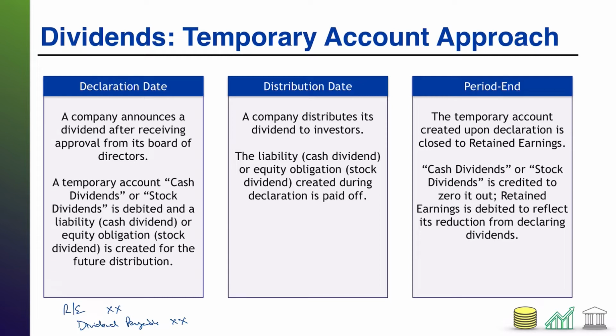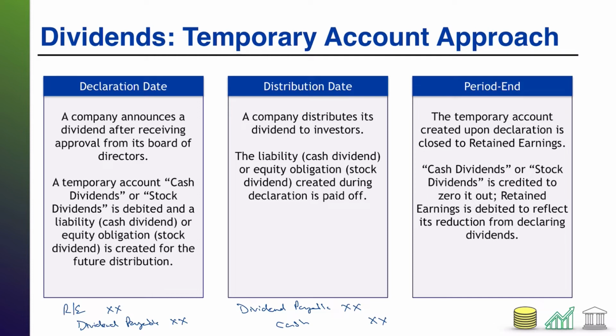And then on the distribution date, you would simply pay off the liability, so dividend payable, and then in the example I'm giving, cash. And that would be the end of it. However, what you will see some companies do, and what you will see in many introductory textbooks, is an approach that instead of taking the money directly out of retained earnings right away, they create a temporary account that will then be closed to retained earnings later.